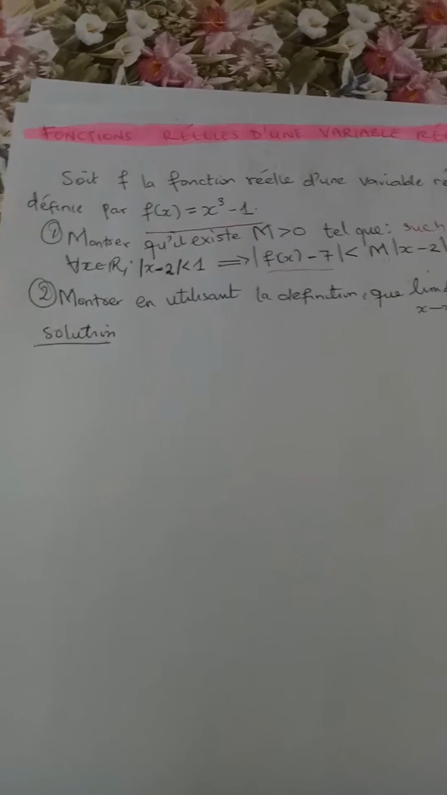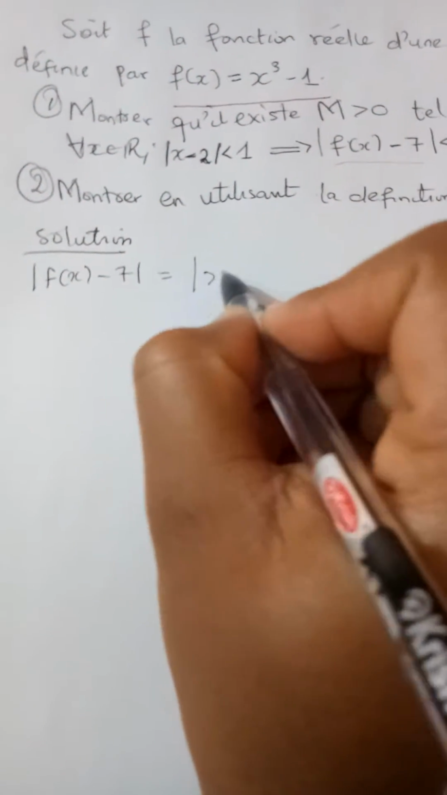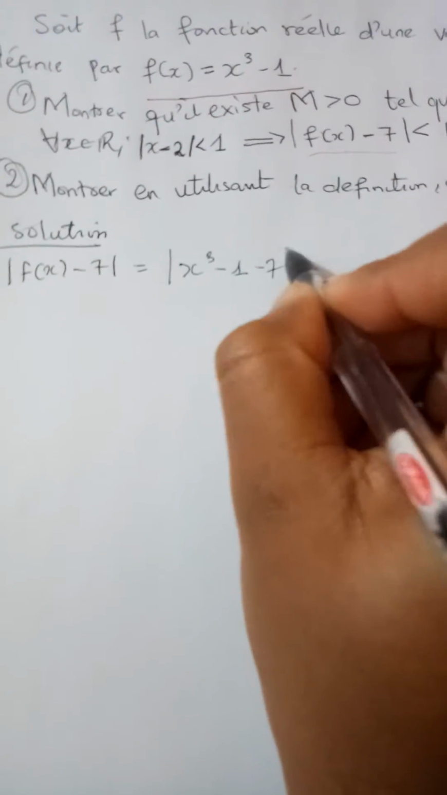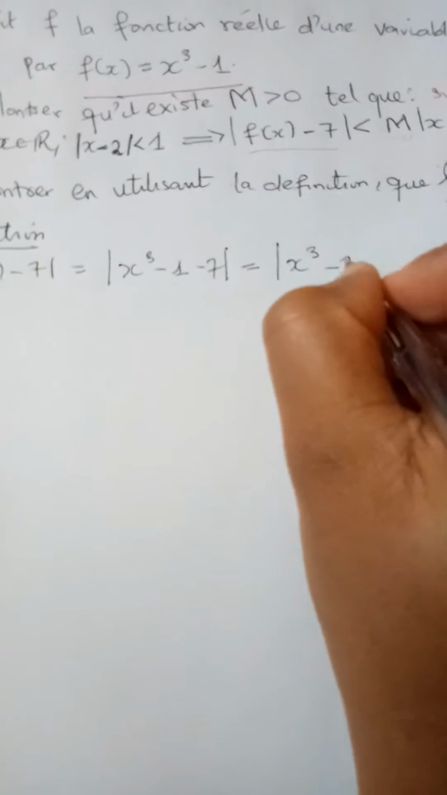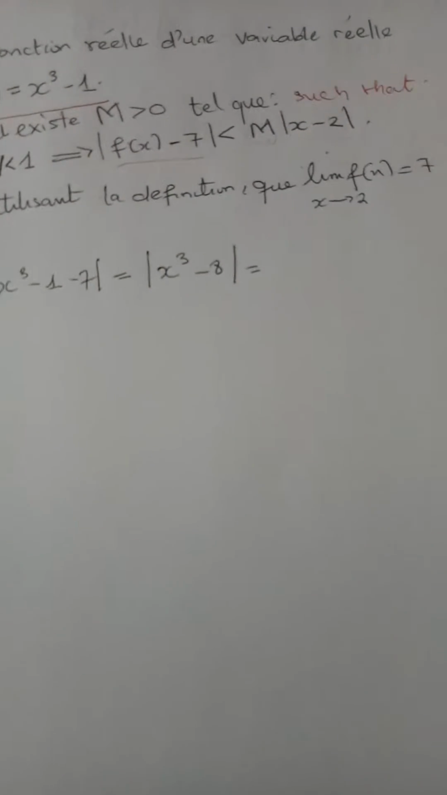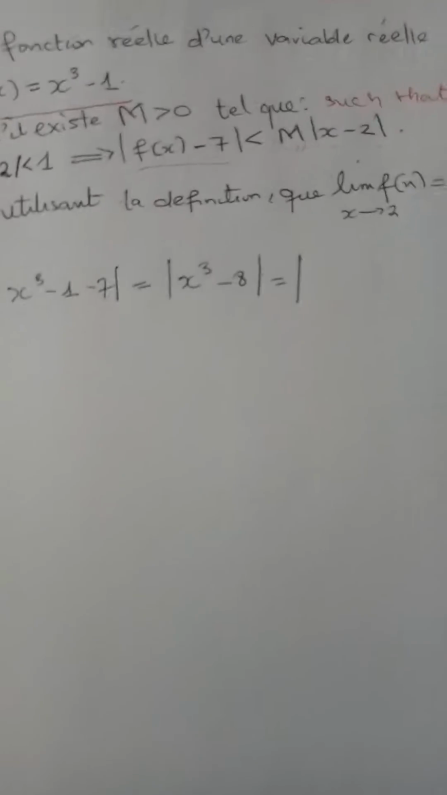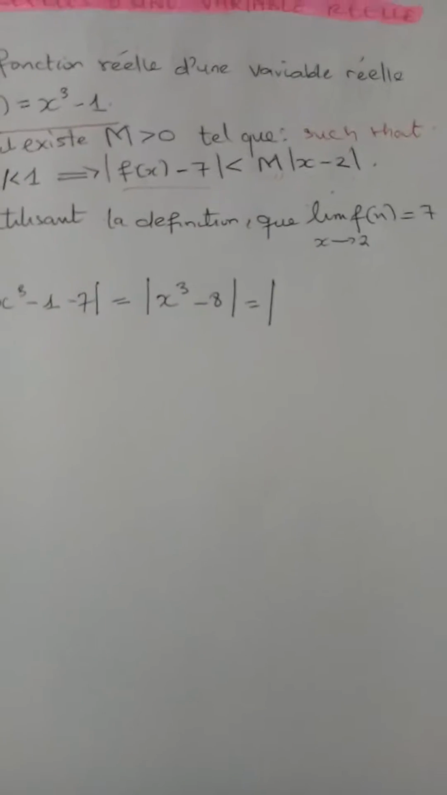We begin. Now we have f of x minus 7 is equal to x raised to the power of 3 minus 1 minus 7, which will give us x raised to the power of 3 minus 8. And we can expand this. How do we do that? I know that if I want to expand this, for those that are really good at expanding, it is easy, but for those that are not really good at that, we're going to work something out.